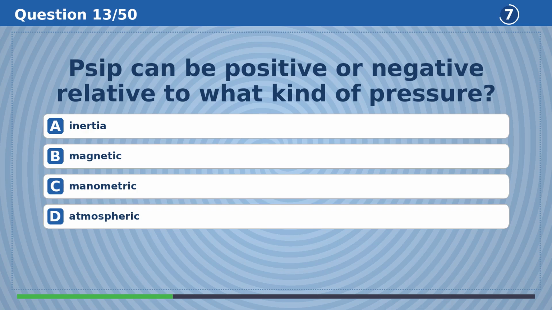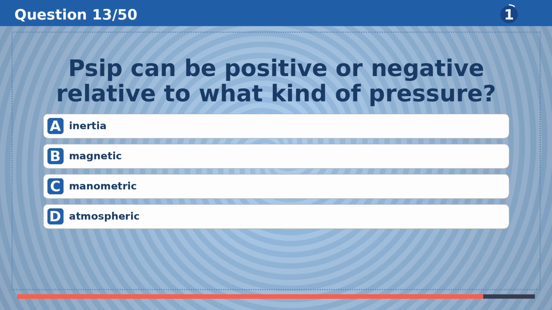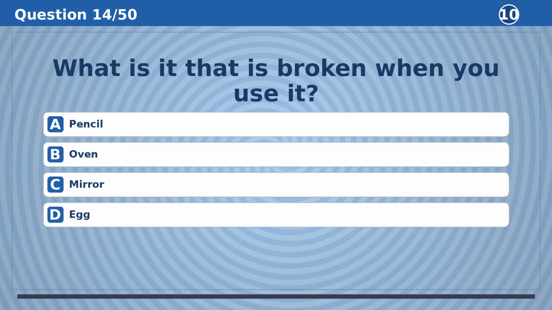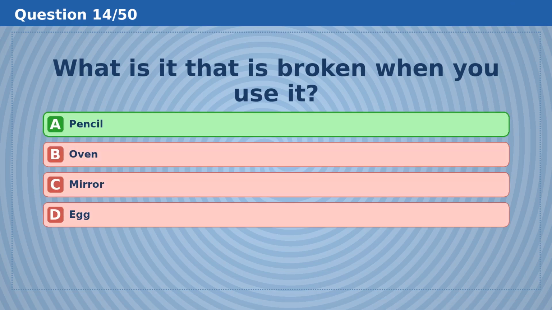SIP can be positive or negative relative to what kind of pressure? The answer is D, atmospheric. What is it that is broken when you use it? The answer is A, pencil.